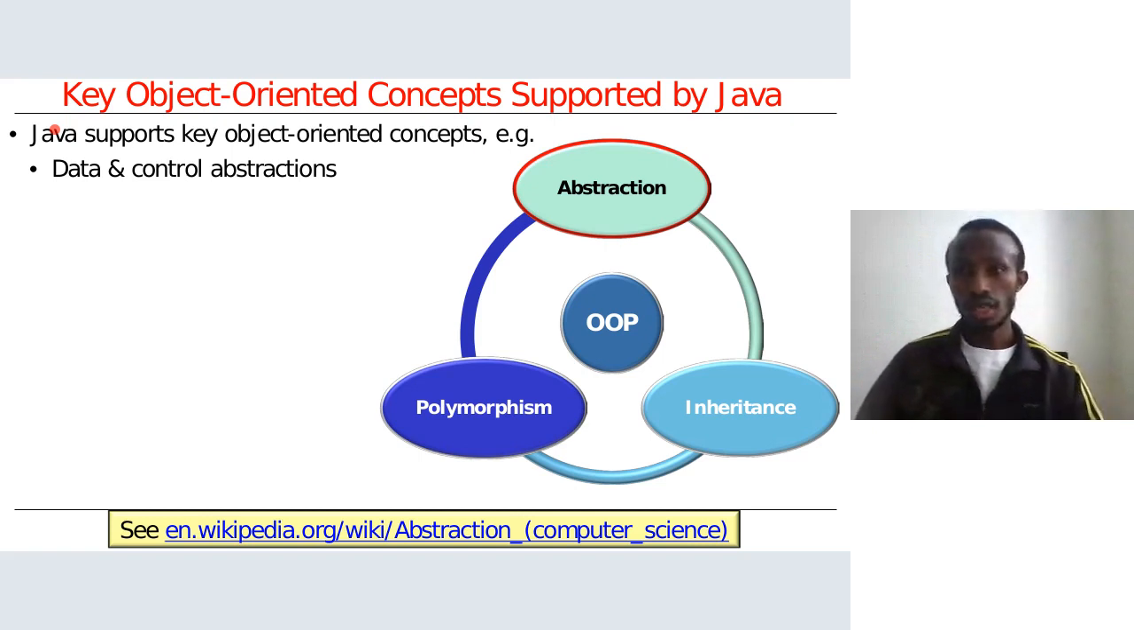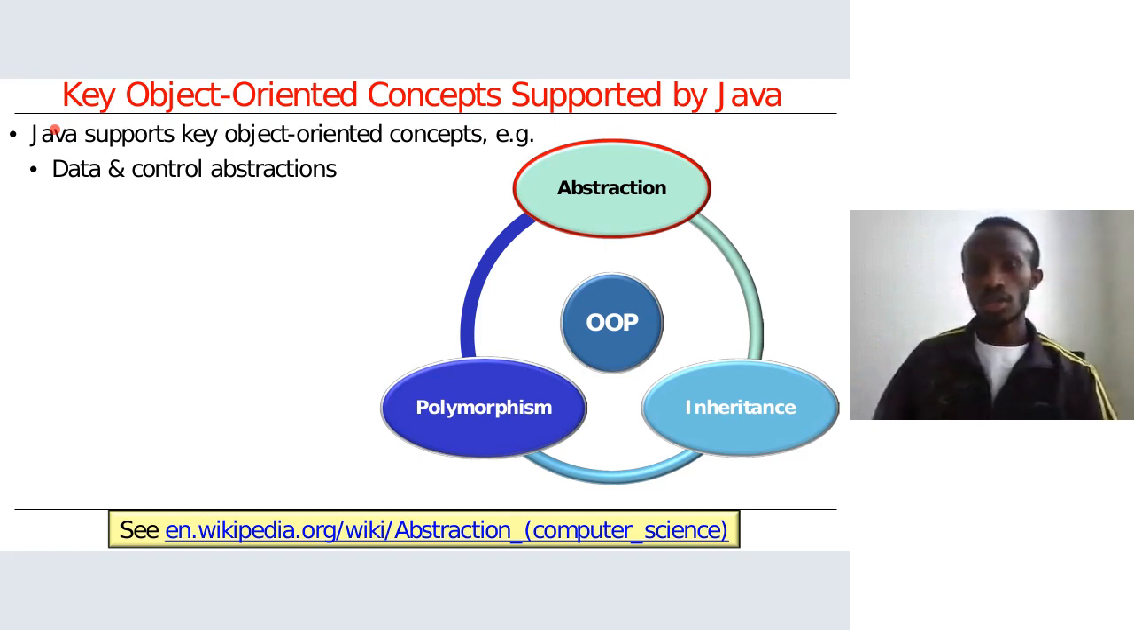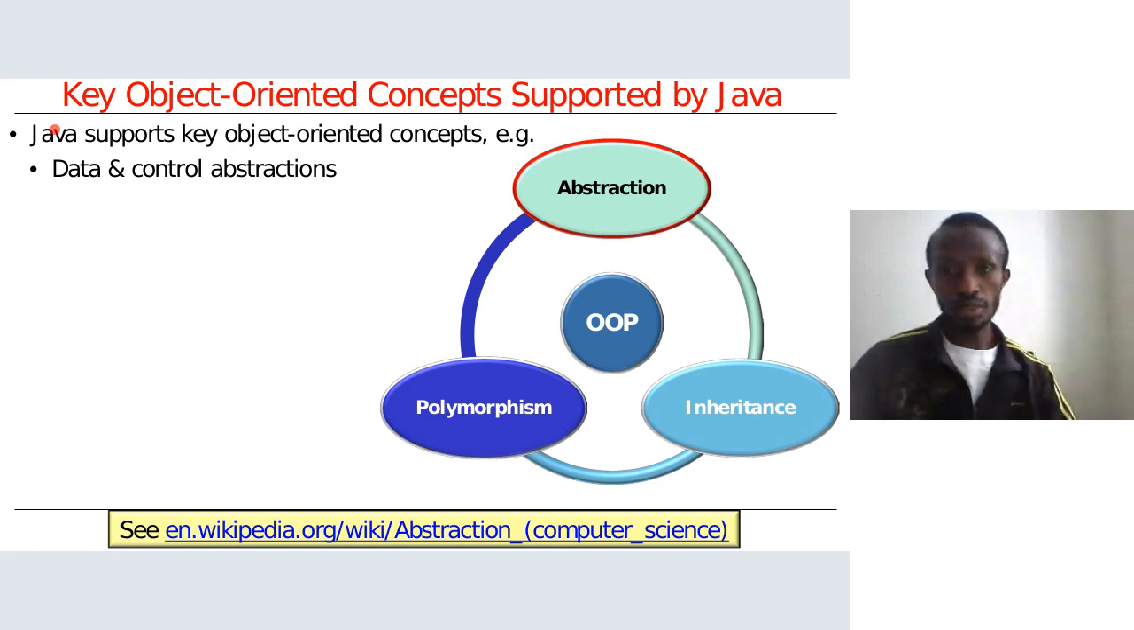So that's an object, but then you'll find that for one object, for example a bicycle, we can have a particular type of bicycle.